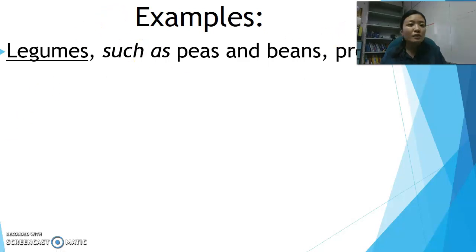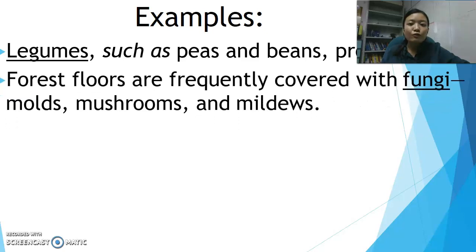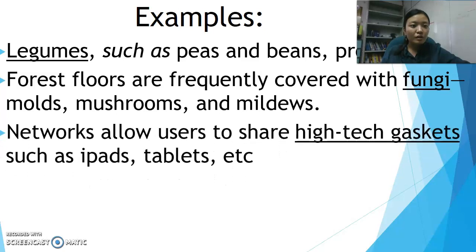So here you can see legumes means peas and beans, because it's describing an example of what legumes are, such as what. So here you can see the meaning. Alright, another example. Forest floors are frequently covered with fungi. What is fungi? Then the example is given to you here: molds, mushrooms, and mildews.